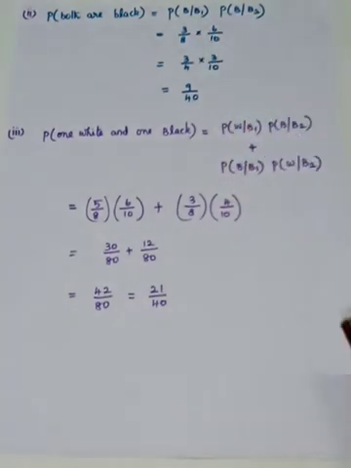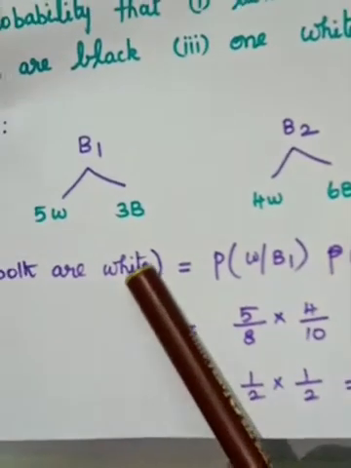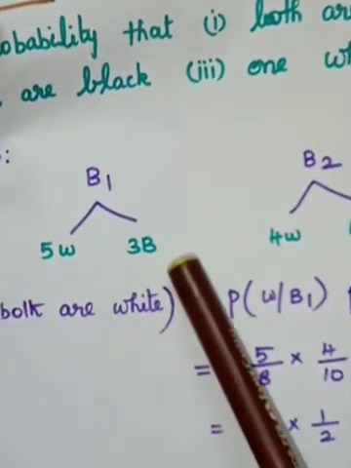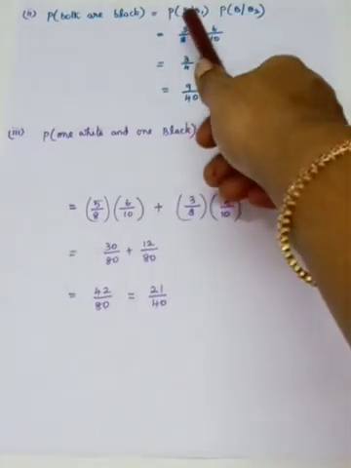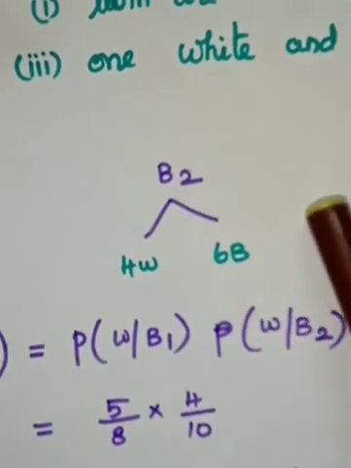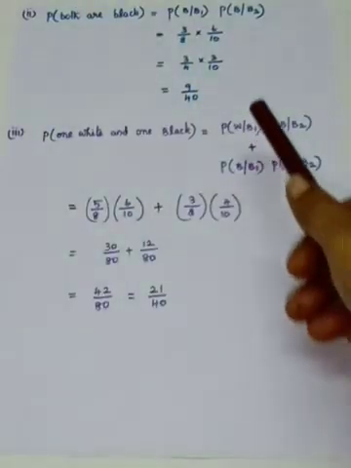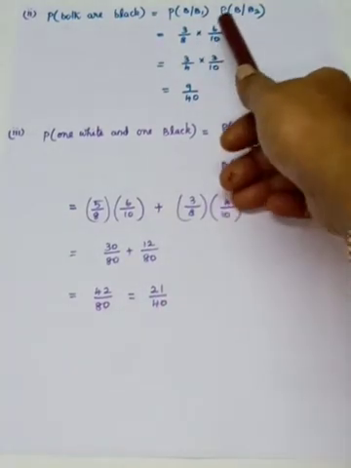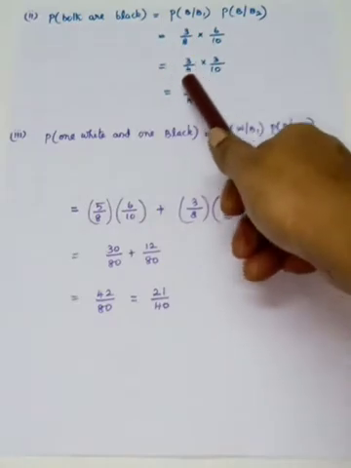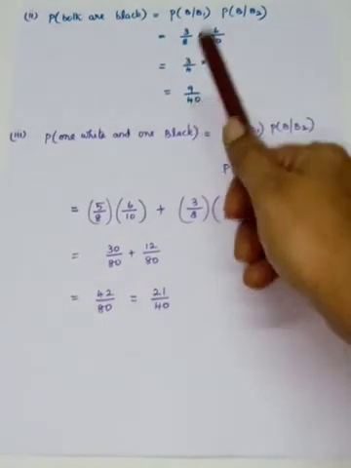So see that in the bag 1 totally how many black balls? 3 black balls out of 8 balls. So it is 3 by 8 into, in the second same way, 6 black balls are there out of 10. So it is 6 by 10. So the 6 and 8 getting cancelled. So 3 2s are 6 and 4 2s are 8. So 3 3s are 9, 9 by 40.